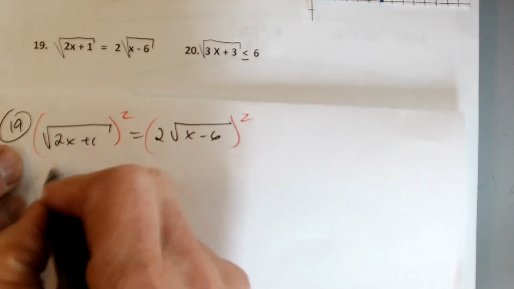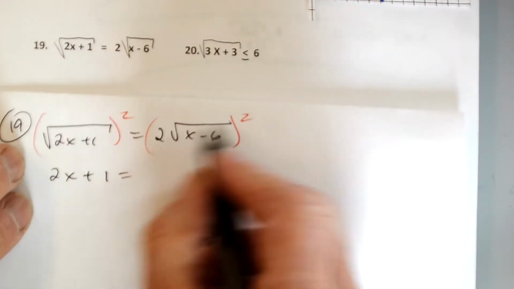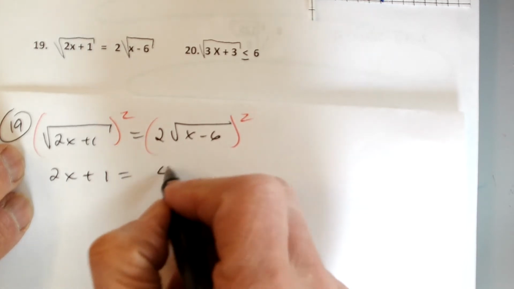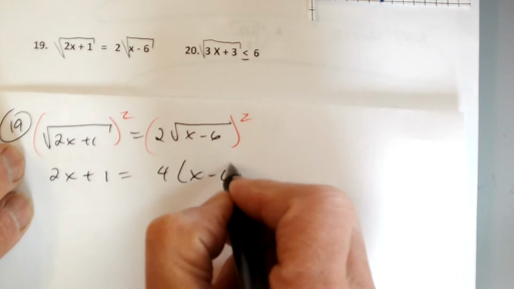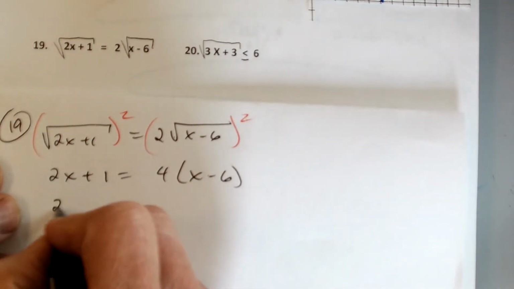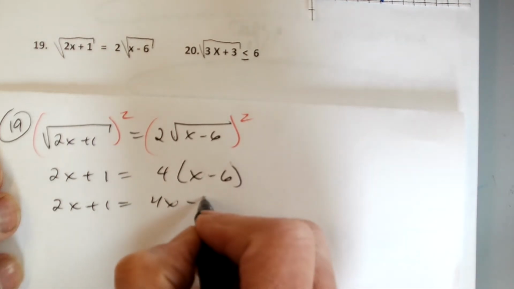So then I get 2x plus 1 equals, well, I have to square the 2. Don't forget to square the 2 because it's on that side. 4, and the square cancels the square root, x minus 6, okay? So, let's keep going. 2x plus 1 equals 4x minus 24.